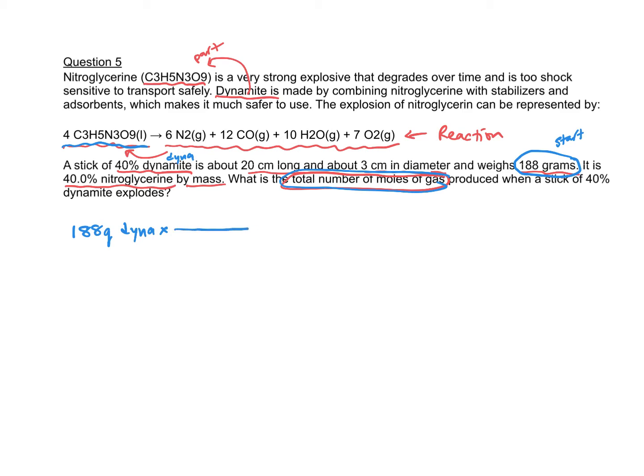That's going to have to come from the nitroglycerin, so somehow I have to convert from dynamite to nitroglycerin. Well, what I know about the dynamite is that it is 40% nitroglycerin by mass, and 40% means 40 parts out of 100. So if I have 100 grams of dynamite, only 40 of those grams are going to be nitroglycerin. Again, I'm going to use an abbreviation, nitro for nitroglycerin, and I will probably have to use its formula at some point. That converts grams of dynamite into grams of nitroglycerin.